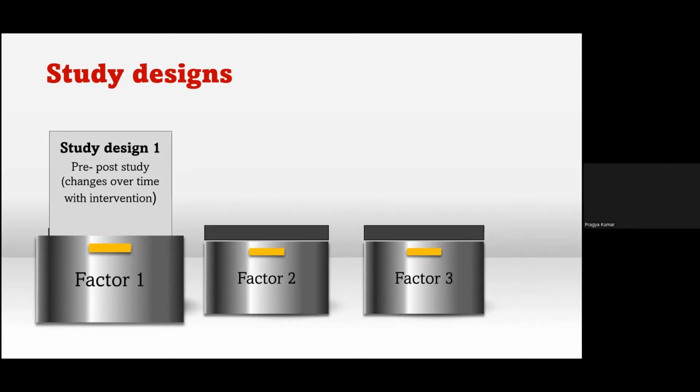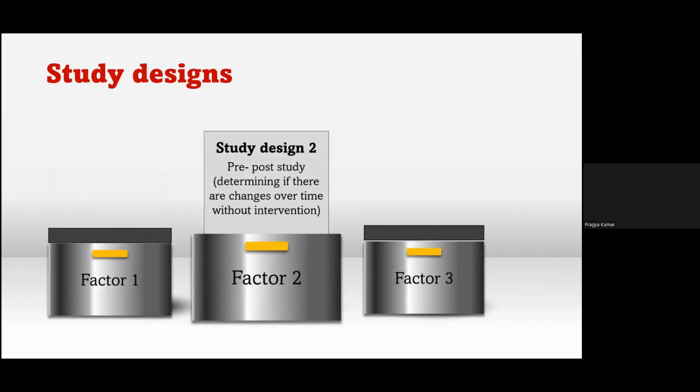So in both these cases, you have got a pre-post study. So you are using a single tool for measurement, and that is a pre-test and the post-test. In that case, you can apply this McNemar test. So it is a pre-post study. You measure the changes over time with intervention.